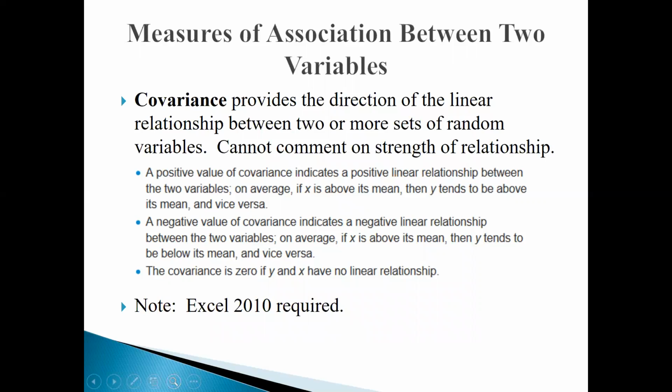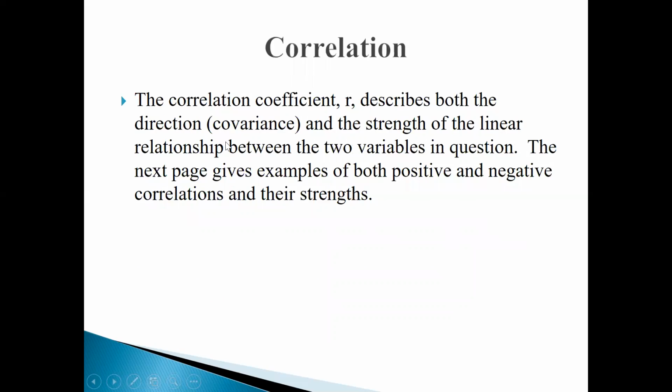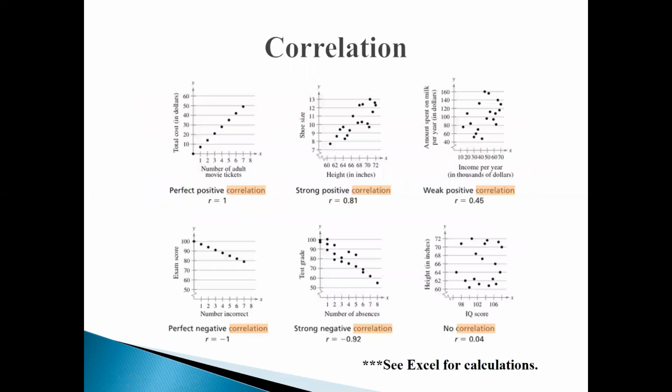Now, this is another calculation where Excel 2010 or newer is required to get the correct covariance. Otherwise, you have to calculate it by hand. Now, the correlation coefficient, or Pearson's correlation coefficient sometimes, R, describes both the direction, which is the covariance, and the strength of the relationship between the 2 variables in question. Now, the next page is going to give us examples of both positive and negative correlations and their strengths.